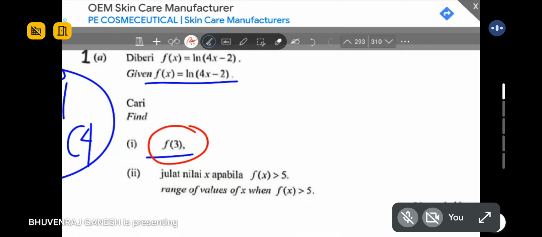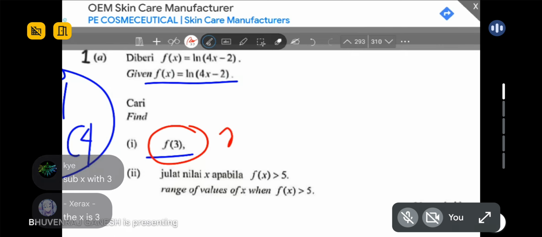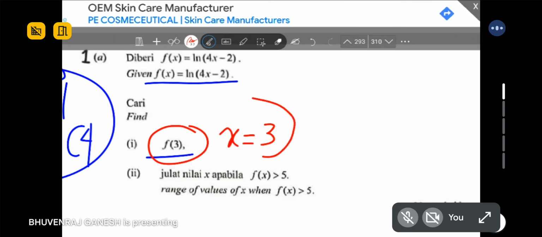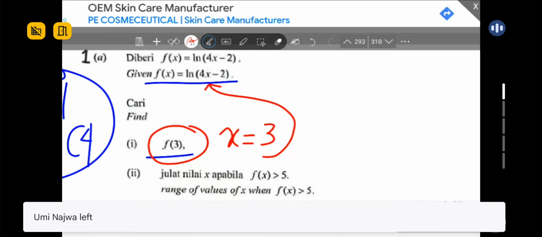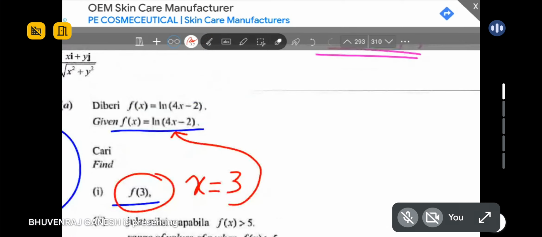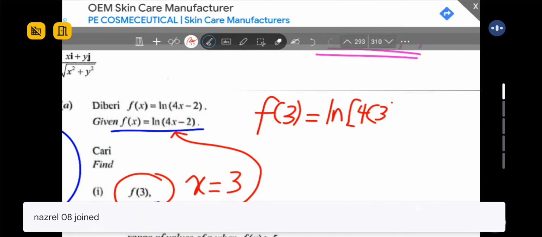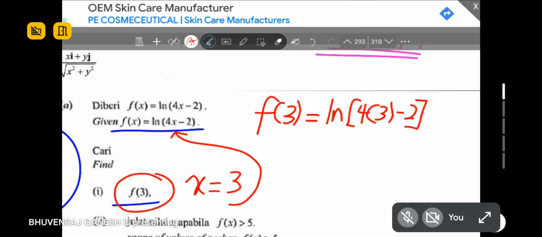You see f bracket 3. So, yes, means that x is equal to 3. Okay? Yes. So you just need to substitute x with 3. Okay, gantikan saja x tu dengan 3. Itu saja. Okay, so you can get the answer. f(3) equal to ln(4 times 3 minus 2). Okay, so f(3) is equal to ln 10.